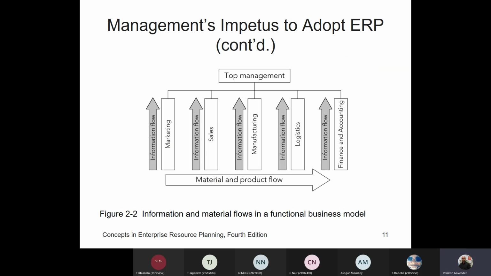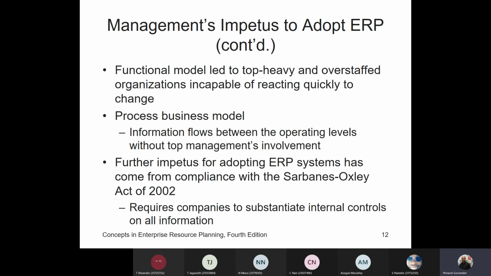All right, so here's another one. You can talk about the management's impetus to adopting ERP. Look at the diagram. I actually want to go a little bit faster because you're going to be reading all of this, right? You're going to be reading all of this. They talk about a functional model, a process business model. We like these things. Earlier on, Dr. Modley also mentioned some theories that they spoke about. How does information flow in an ERP system?